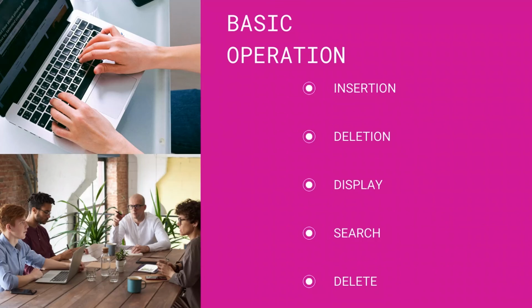Basic operations. Following are the basic operations supported by a list. First, insertion. Adds an element at the beginning of the list. Second, deletion. Deletes an element at the beginning of the list. Third, display. Displays the complete list. Fourth, search. Searches an element using the given key. Fifth, delete. Deletes an element using the given key.